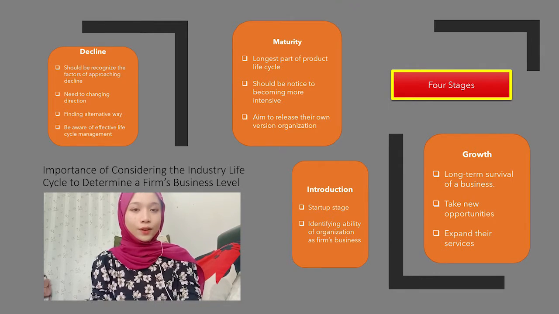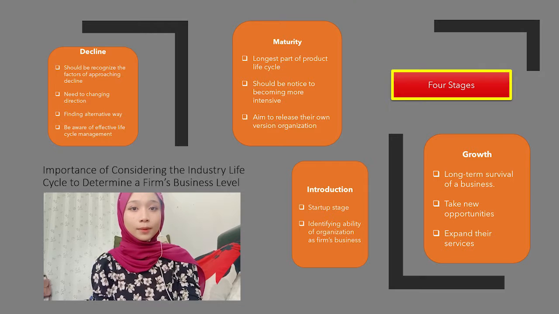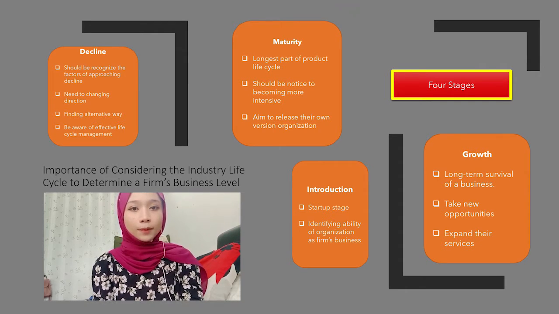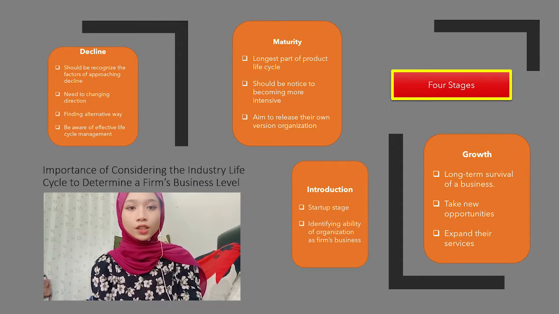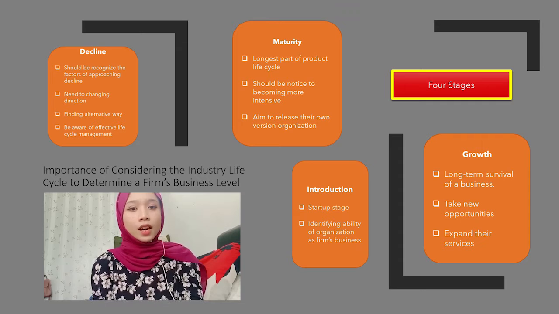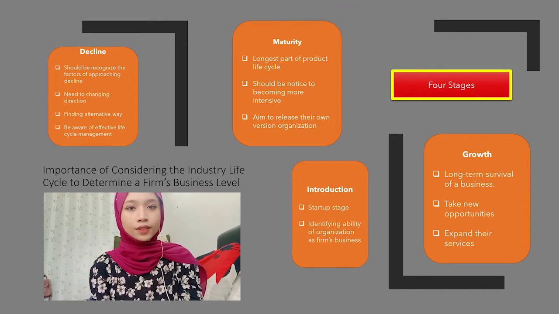Secondly is the growth stage. The growth stage is crucial to the long-term survival of a business. It makes it easy to acquire and drive business performance and profit. For example, it will help the organization take advantage of new opportunities and expand their service at the Kadazan Dusun Association to grow their organization. If the organization makes it to the maturity stage, this should be the longest part of the life cycle. The organization should notice that service becomes more intensive and they should aim to release their own version of the organization.